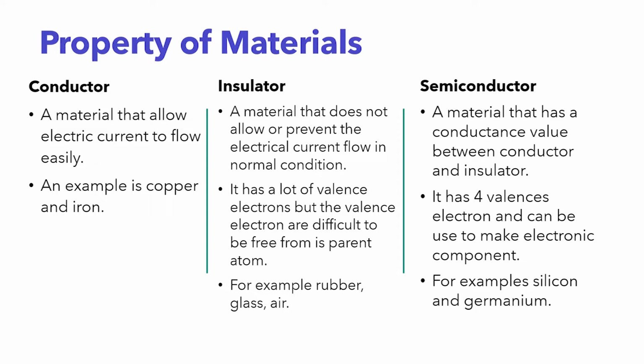The third one is semiconductor, a material that has a conductance value between conductor and insulator. It has 4 valence electrons and can be used to make electronic components. For example, silicon and germanium. So in our electrical circuit, we focus more on conductor and insulator.